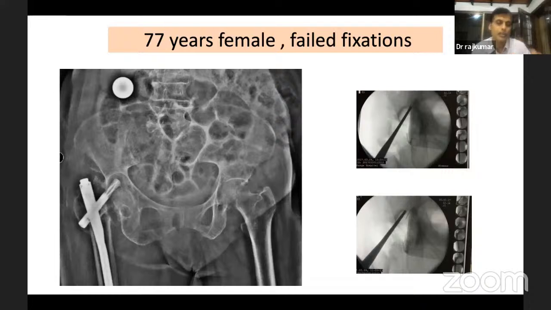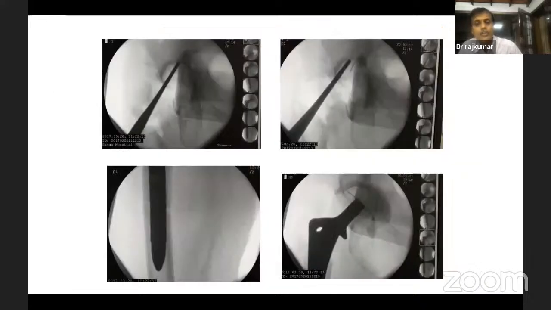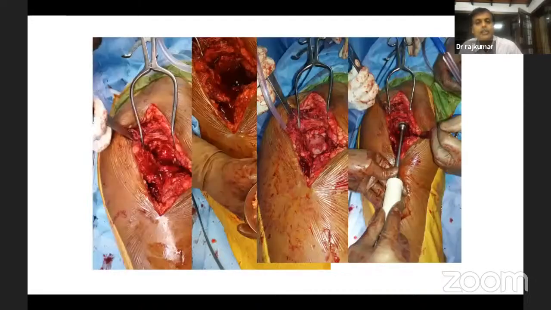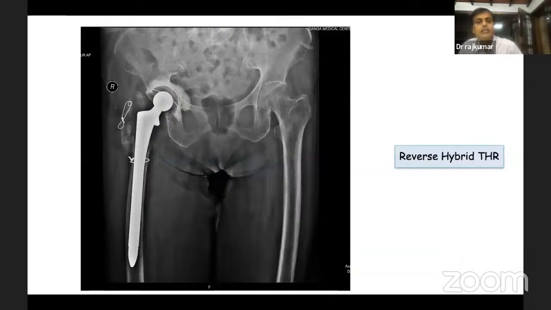So you need a special, correct, appropriate screw removal instrument to remove that. So you have to discuss, know what the company is, and then order for that removal set, and then go ahead. Don't hesitate to use the C-arm. If you look at the C-arm, there is a huge void because of the screw damaging the acetabulum. So I had to graft that area completely with whatever allograft I had, then cemented.